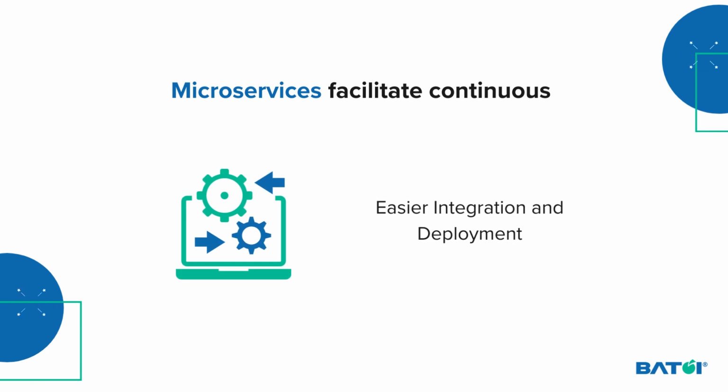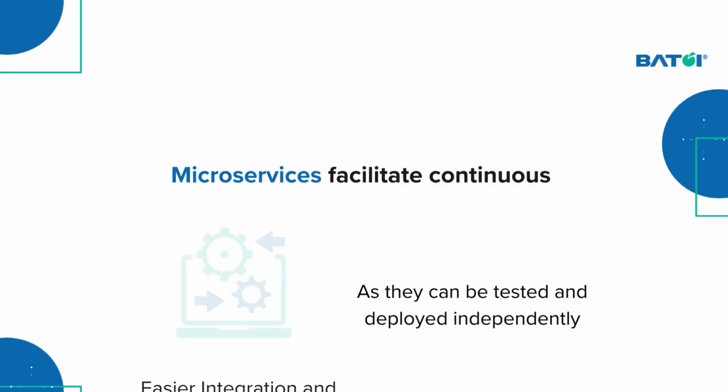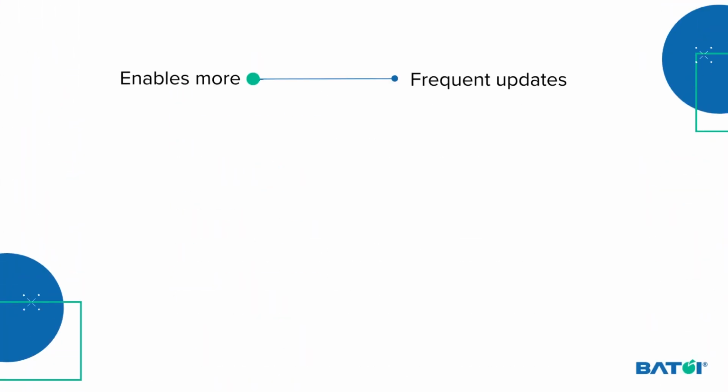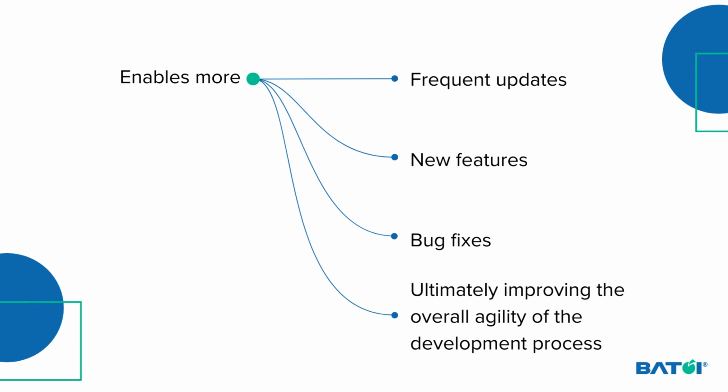Microservices facilitate continuous integration and deployment, as they can be tested and deployed independently. This enables more frequent updates, new features, and bug fixes, ultimately improving the overall agility of the development process.